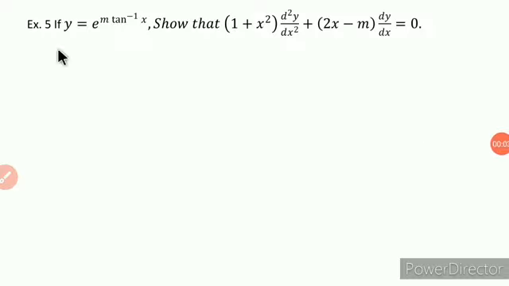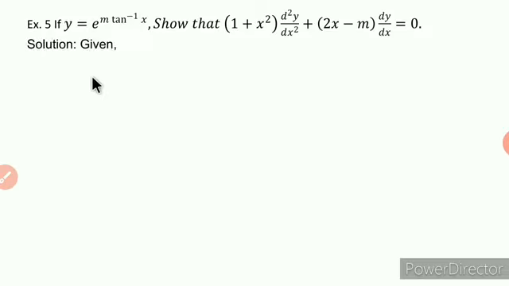Now see example 5. If y is equal to e raised to m tan inverse x, then show that (1 plus x square) d square y by dx square plus (2x minus m) into dy by dx is equal to 0. This is given to you, y is equal to e raised to m tan inverse x. And the part after show that we have to prove here.